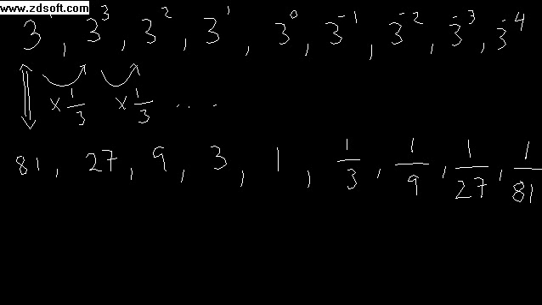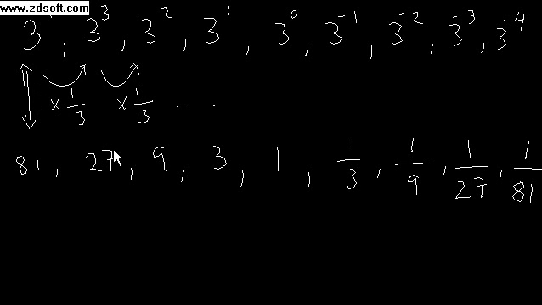So imagine I have a sequence: 81, 27, 9, 3, 1, 1/3, 1/9, 1/27, etc. This is really just a sequence of powers of 3. So 81 is the same as 3 to the fourth power. So it's 3 times 3 times 3 times 3.